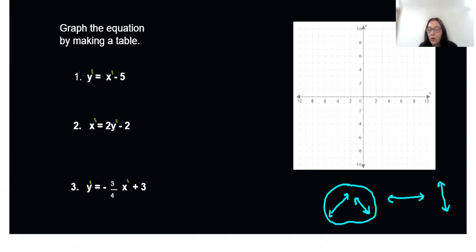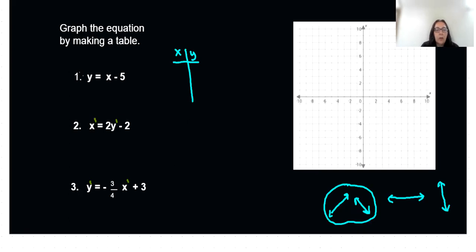So let's get started. When you graph using a table, in reality, you only need 2 points to draw a line. But I do 3 points in case we make a mistake. That'll alert us to go back and check the other numbers. So I'm going to start by making my table x, y. It says y equals x minus 5. So I want to put numbers in for x and find y. I think that would be the easiest way to do this.